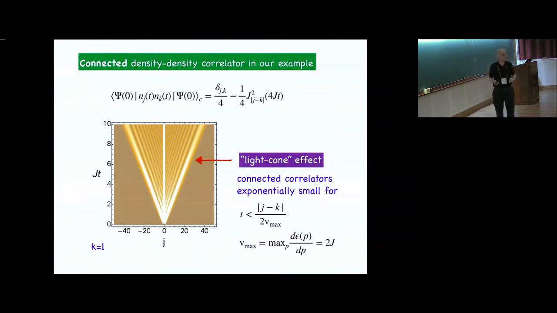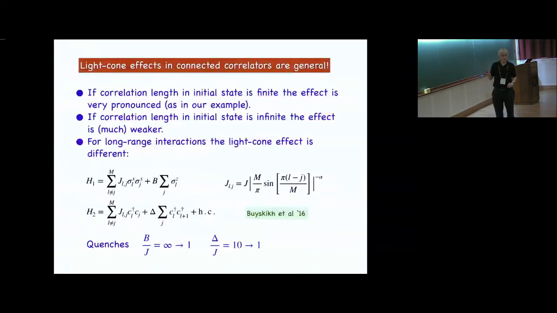Okay, so now this is in the particular example. Now, what's very important, this is completely and utterly general. You always have this, but you have to look at connected correlations. Now, in my case, this light cone effect was very pronounced. You saw basically the connected correlators looked like they were 0, very small, and then all of a sudden they started taking off. That is not necessarily always the case. In my case, this was because the correlation length in the initial state was short. I had a very, very short correlation length.